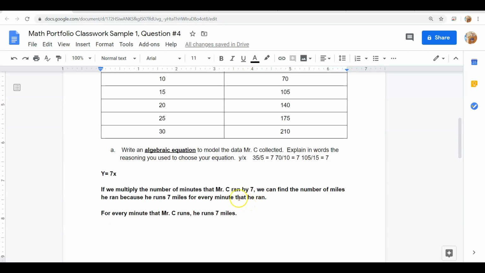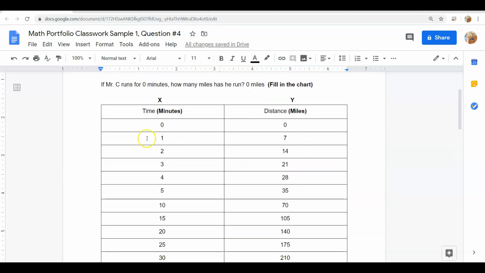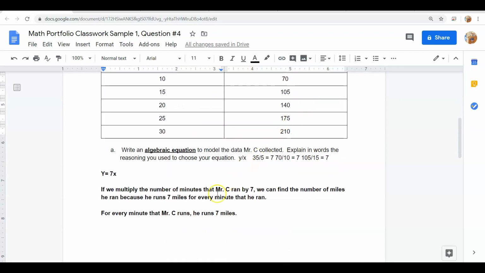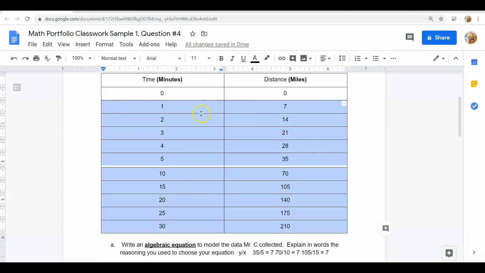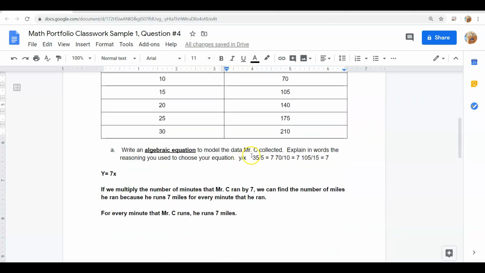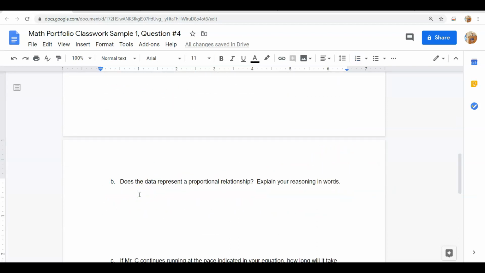Well, to be a proportional relationship, each set of coordinates, and yes, I'm calling these coordinates because if we wrote these down, this could be 2, comma 14, 3, comma 21, right? X, comma Y. So if it's a proportional relationship, all of these values, if simplified, would be equal to each other. So I've already done that up here. 35 divided by 5 equals 7, 70 divided by 10 equals 7, and 105 divided by 15 equals 7. So when I answer this, I'm saying they are all equal to each other. So they must be proportional.